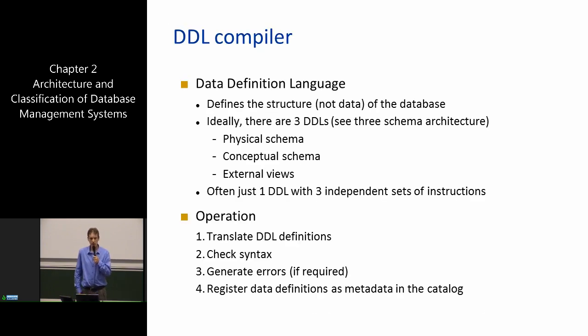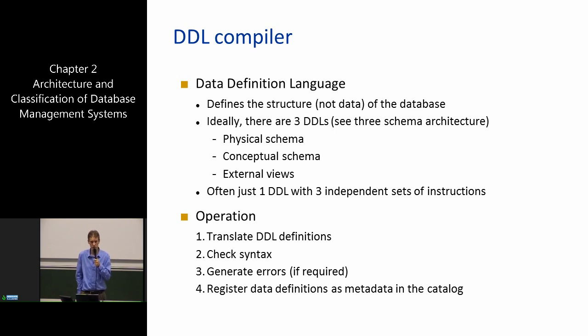Let's zoom into each of these components in a little bit more detail. The DDL compiler. DDL stands for data definition language. So it's going to define the structure of the database. It's going to contain all the data definitions. And ideally, we want to have 3 different types of DDL, which nicely cover the 3 different levels in the database architecture. So we want to have DDL instructions which are situated at the physical scheme level.